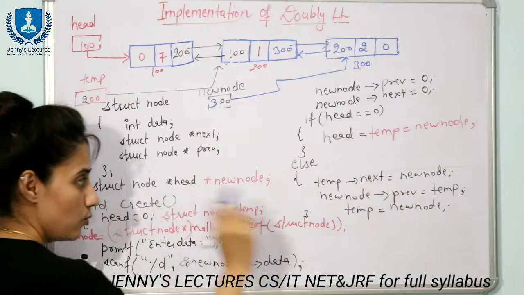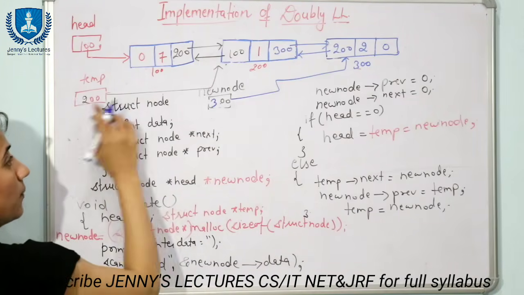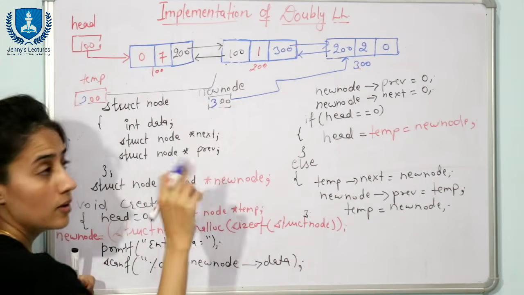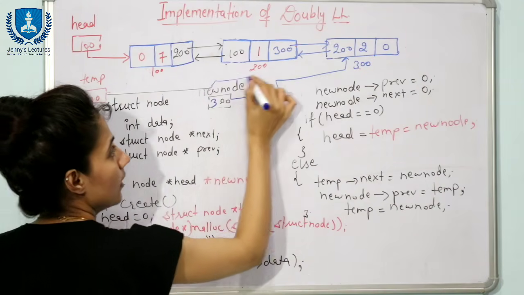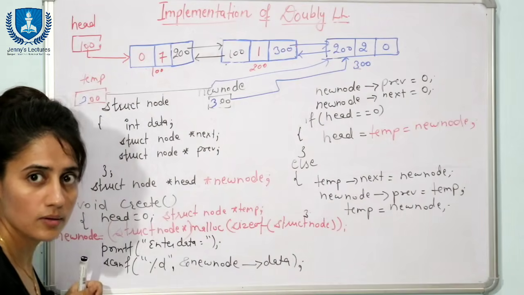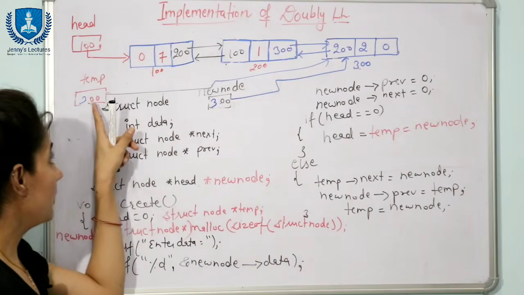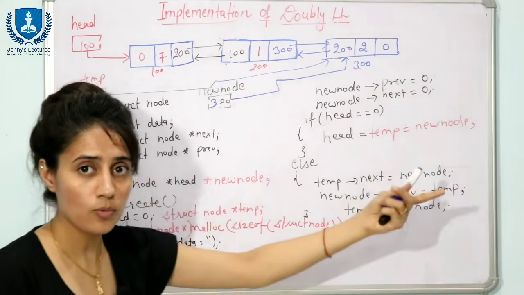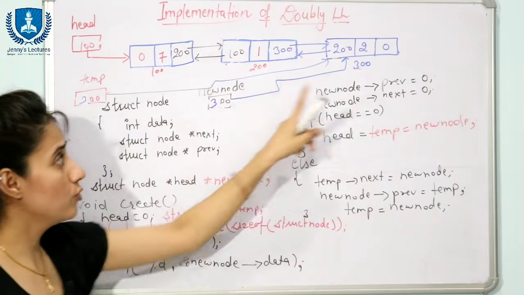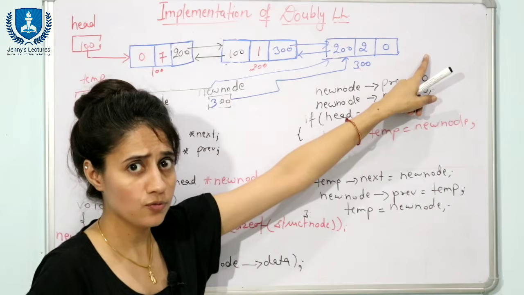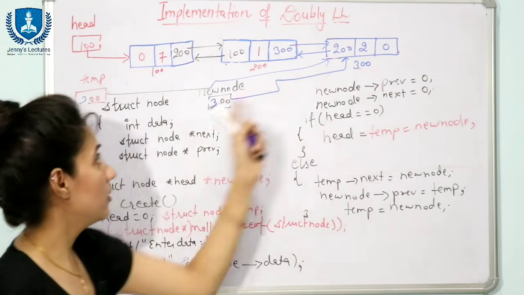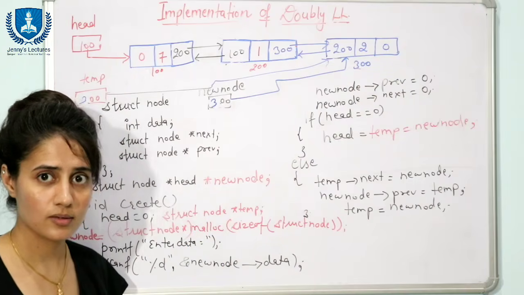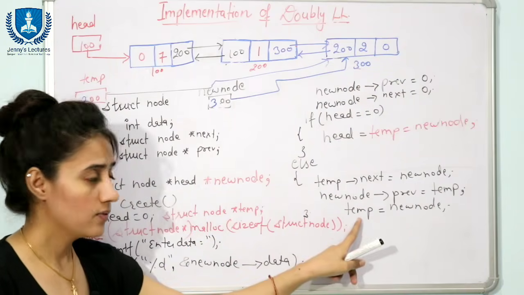And again one more thing, temp is equal to new node. Now temp is equal to new node, that is 300. So now temp is pointing to here, right? That is why I am taking this temp. Again if you insert a fourth node, no problem. In that case new node would be pointing there when you create the fourth node, and we have the address of this previous node, so we can easily update the links, right? So that is why I am taking this temp.